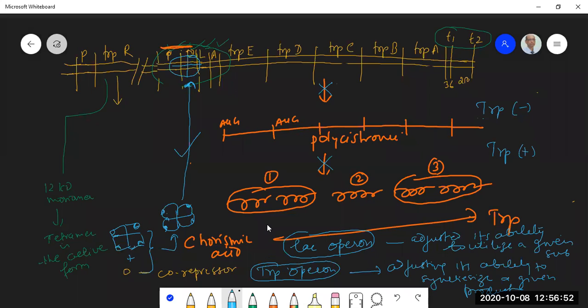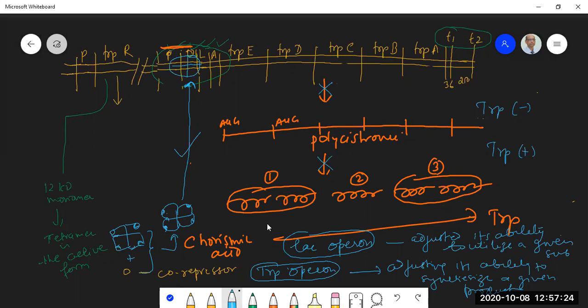So it remains on unless specifically turned off by the presence of the product. Trp operon, I am repeating, remains switched on unless it is turned off because of the presence of the last product of the enzymatic reaction, that is tryptophan. When the tryptophan comes into the medium, it gets turned off, otherwise it will remain on.